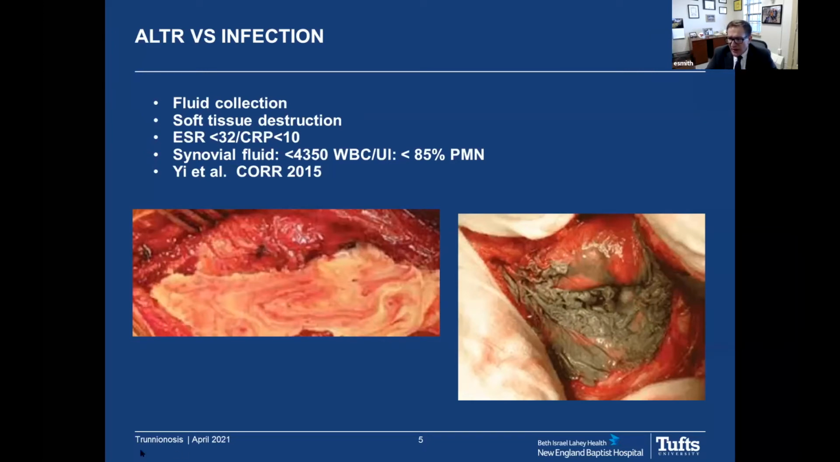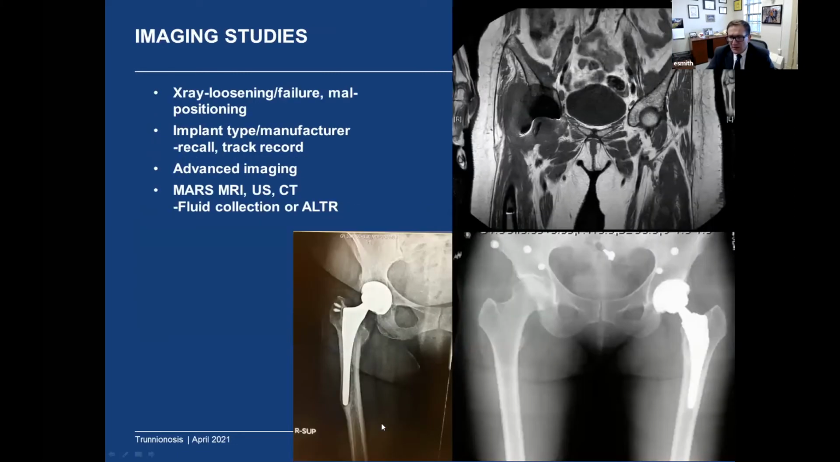And you can see here on the right, this is an intraoperative picture of the actual tissue, the staining, the degeneration, the necrosis. ESR is elevated, but generally less than 32. CRP elevated, generally less than 10. Synovial fluid elevated, less than 4,300, less than 85% PMNs, but certainly elevated.